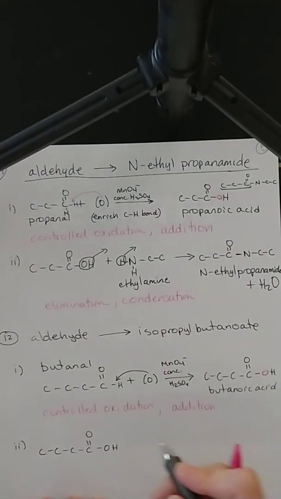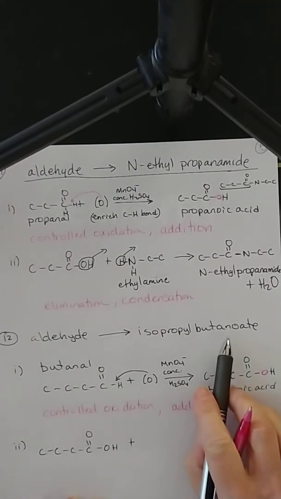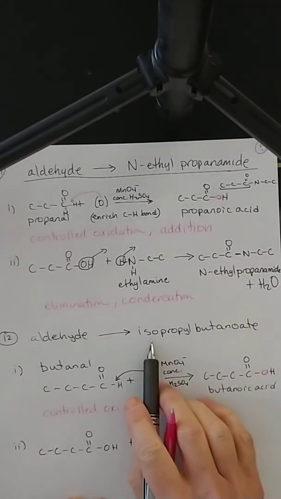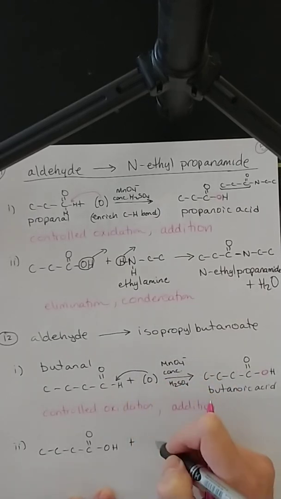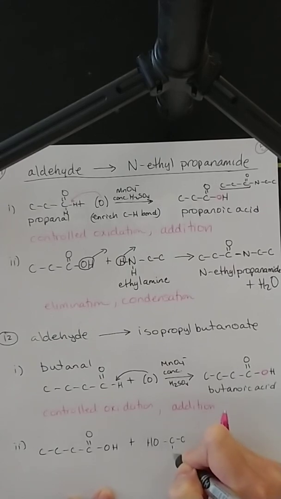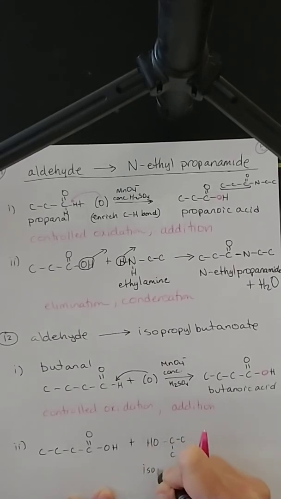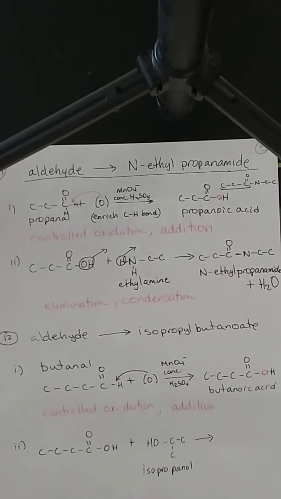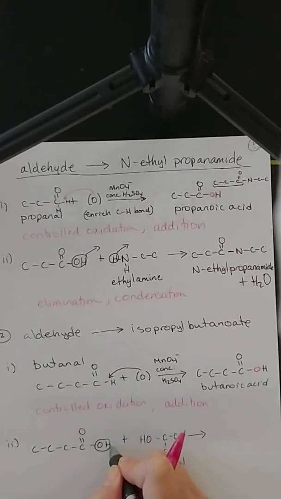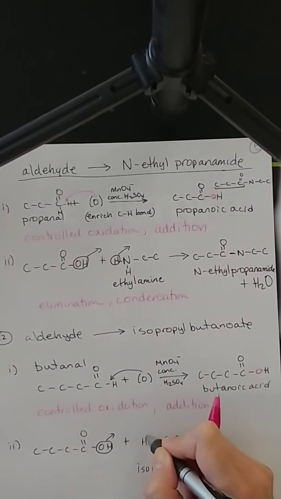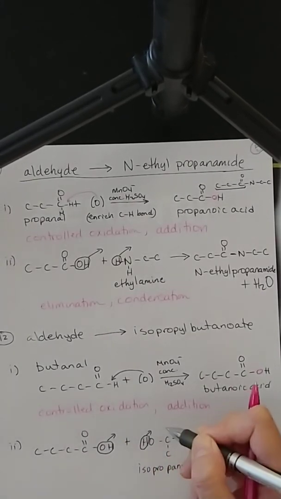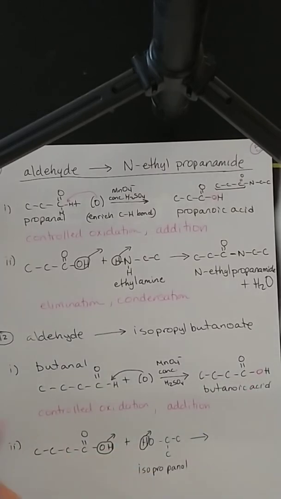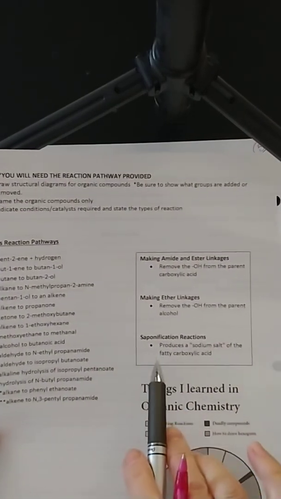So what alcohol do we add? Well, you go back to the name of your compound, and it's isopropyl butanoate. So we're going to add isopropanol. So again, we're going to remove the OH from the parent. We're going to remove the H from the alcohol because that's what it says here that we need to do.